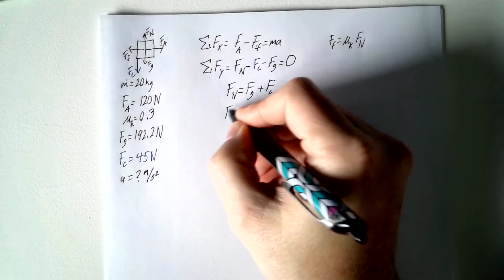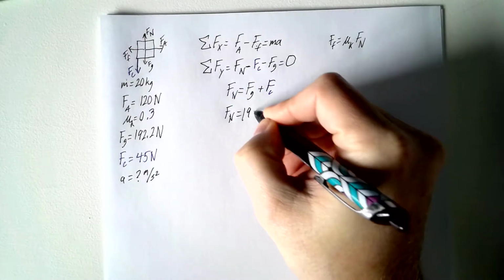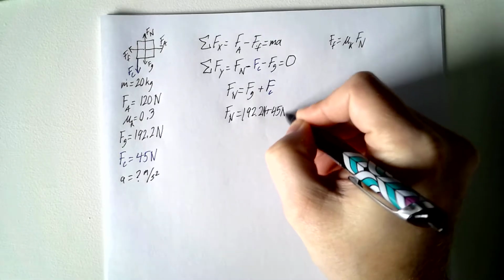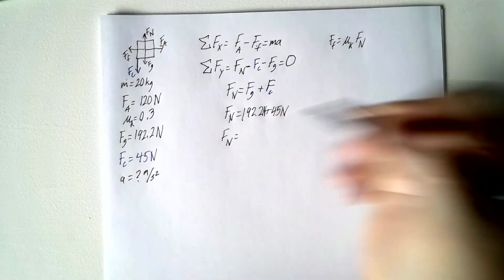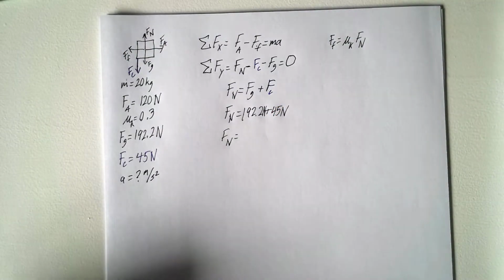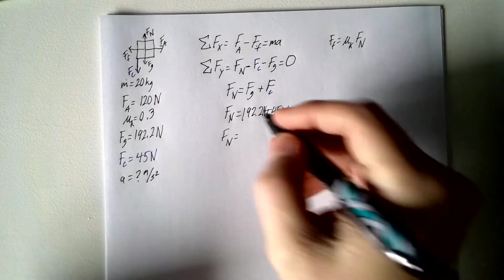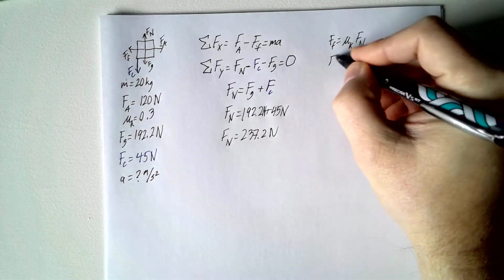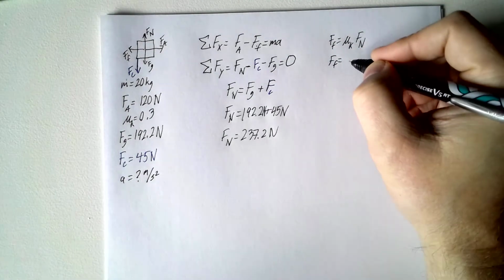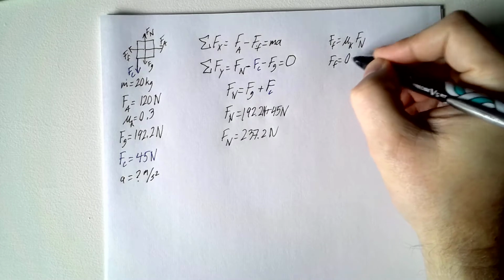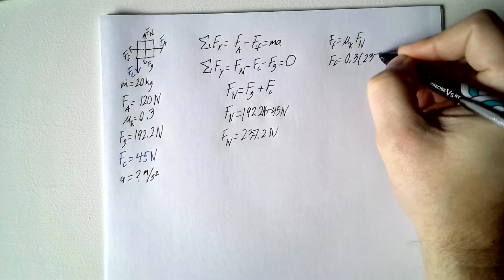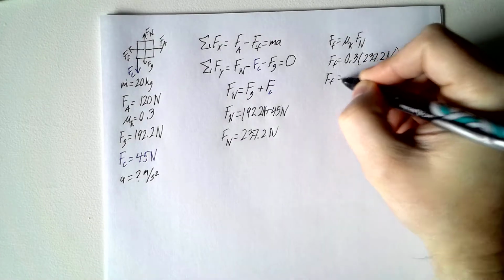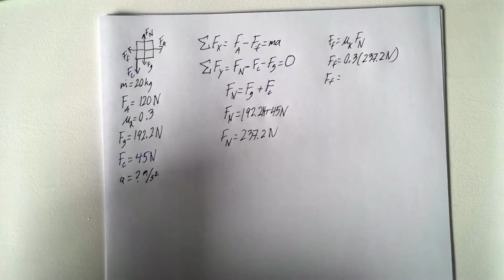Alright, so our Fn in this case is Fg, 192.2, plus 45 newtons. We get 237.2 newtons. So our force of friction here is 0.3 times 237.2 newtons. So now our frictional force gets larger.